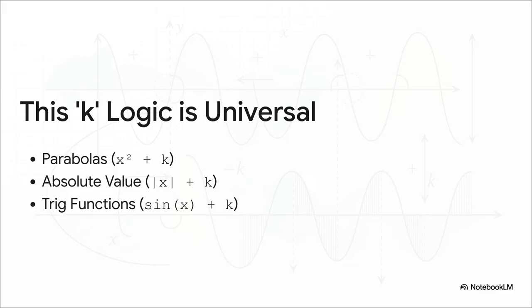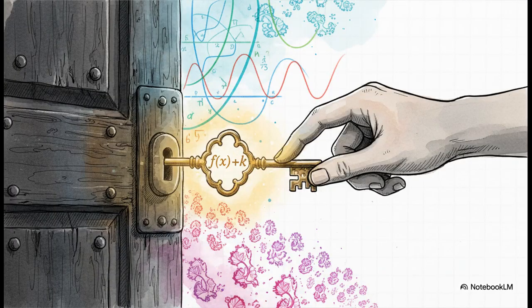But here's the real payoff. This whole plus k means up, minus k means down idea, it is a universal rule in math. When you get to parabolas, those U-shapes, adding a k moves them up and down. When you get to absolute value graphs, the V-shapes, same thing. Even those wavy sine and cosine graphs in trigonometry follow the exact same rule. This is a concept that will keep coming back again and again. So by really getting a handle on this one simple idea, you're not just learning a skill for one chapter. You're basically getting a master key that will unlock tons of future topics in math and make them feel way easier when you get there.